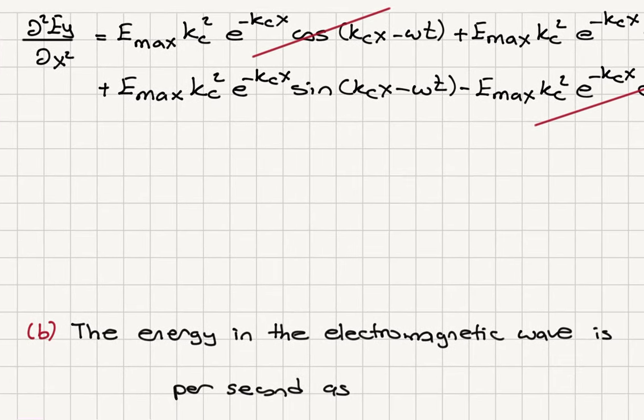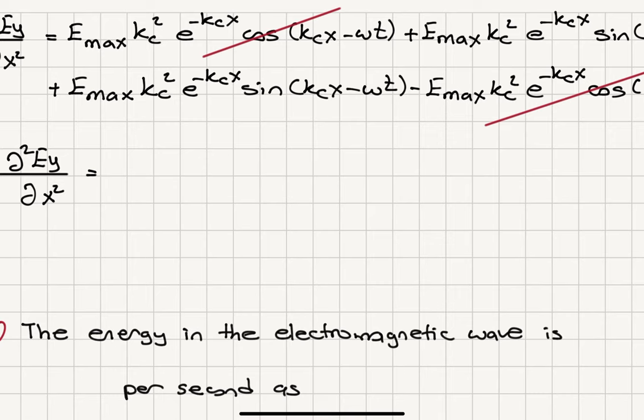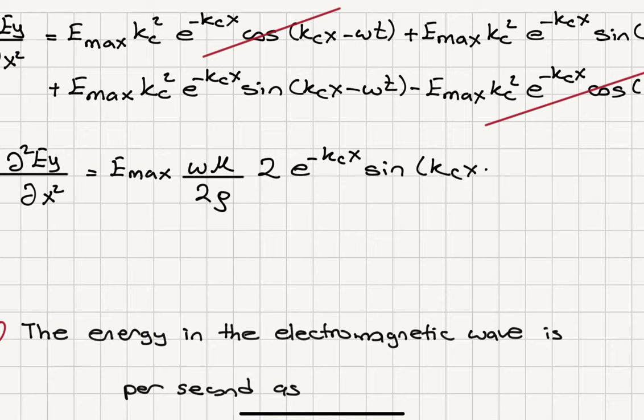So I can rewrite the second derivative of Ey with respect to x. I'm getting twice this term: Emax, kc² is ωμ divided by 2ρ, twice e^(−kc x) sin(kc x − ωt). The factor of 2 here cancels out as well.